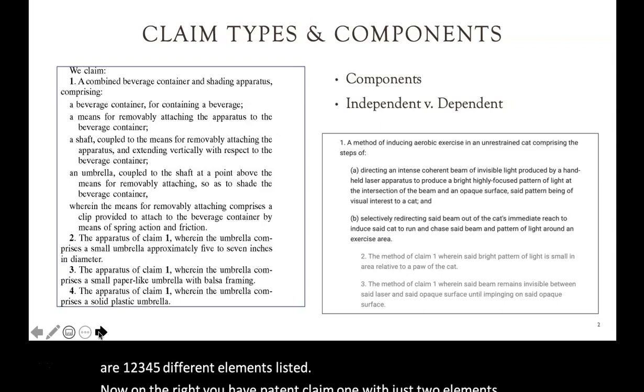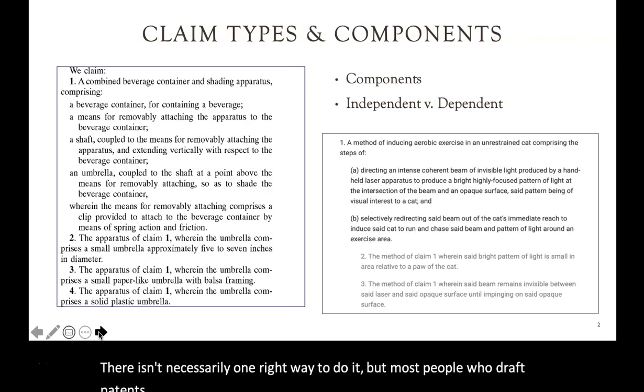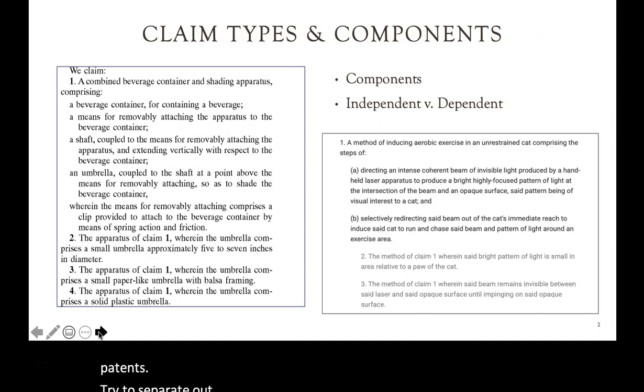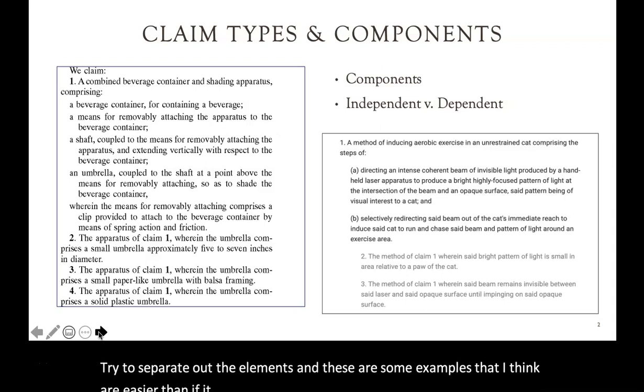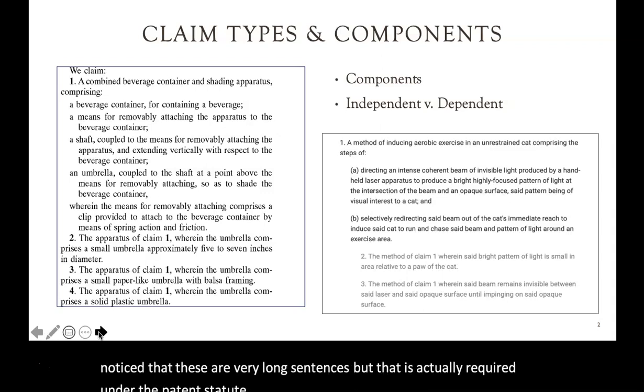There isn't necessarily one right way to do it, but most people who draft patents try to separate out the elements, and these are some examples that I think are easier than if it was one giant long paragraph. Now, you may have noticed that these are very long sentences, but that is actually required under the patent statute that a patent claim must be one sentence. So it would probably never pass muster as a good grammatically correct sentence, but there are restrictions for patent laws.